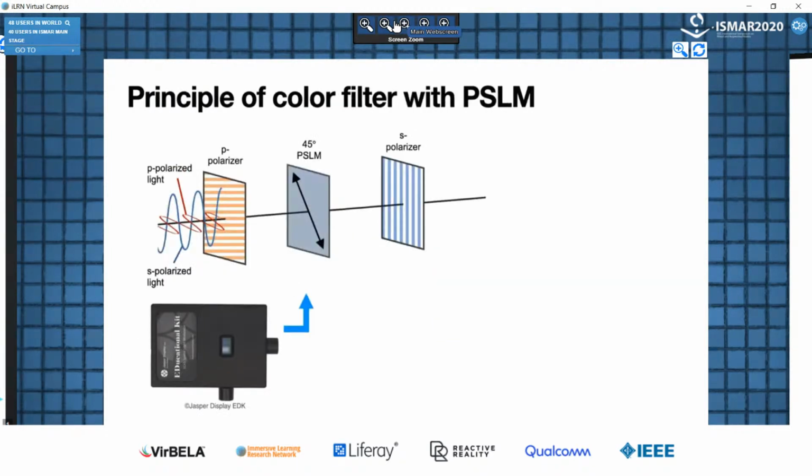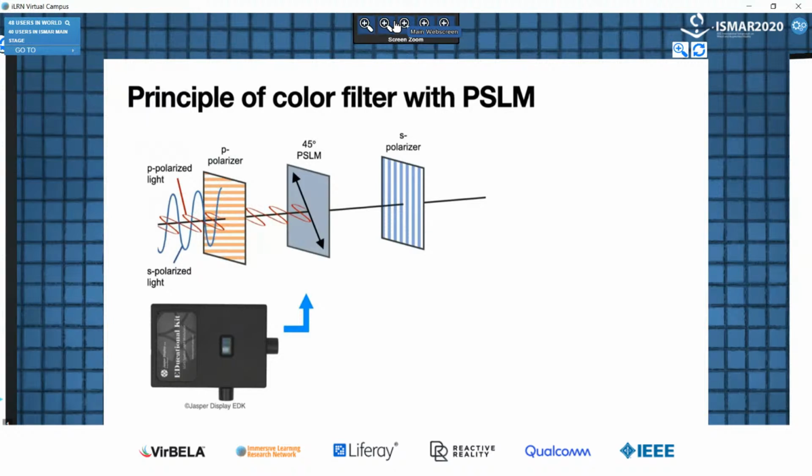Here, I introduce the principle of the color filter using a phase-only spatial light modulator, or PSLM. This color filter is composed of a PSLM and two linear polarizers. First, the unpolarized incident light enters the P polarizer. Then, the light is distributed into S and P polarized components, and only P polarized light passes through it, like this.